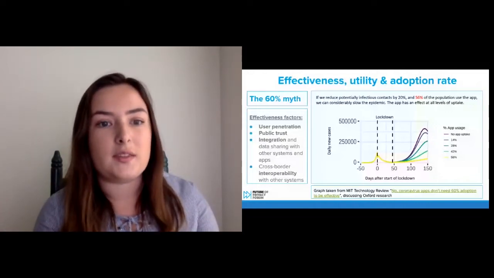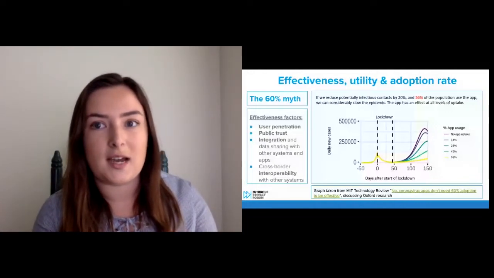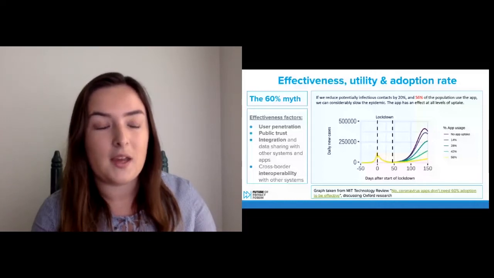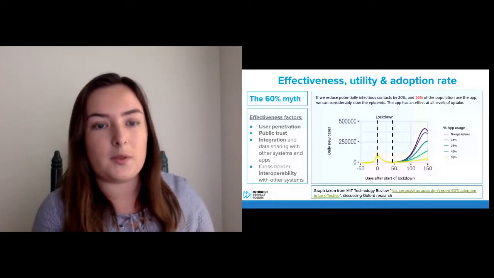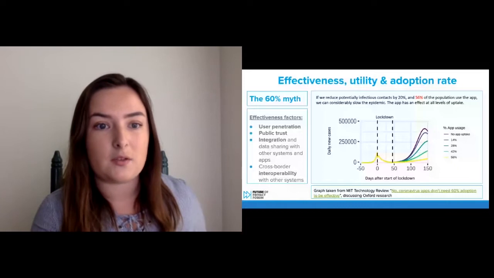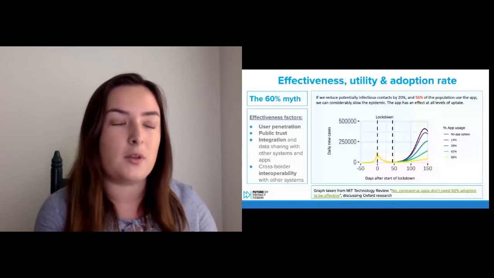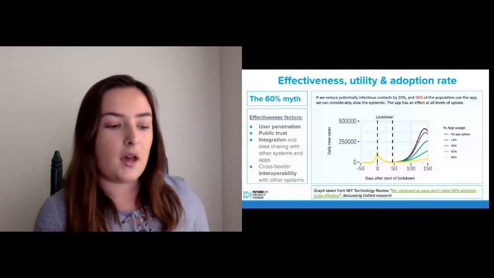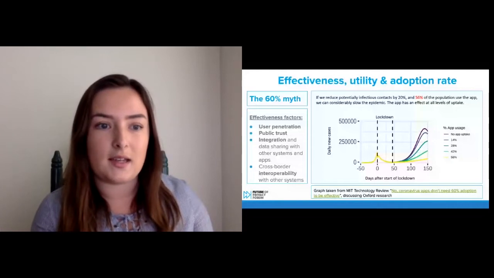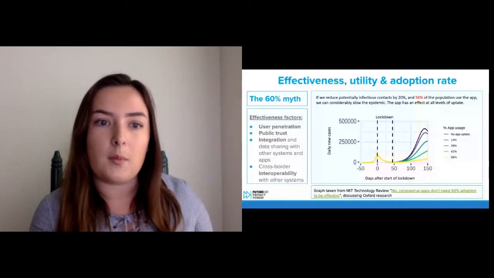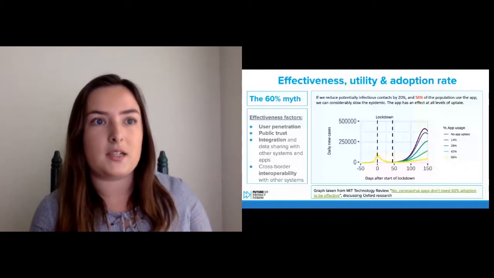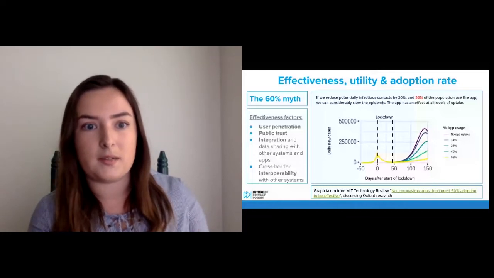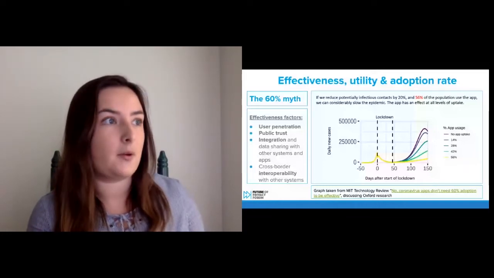A lot of us have heard that 60% of the population needs to download one of these apps in order for it to be effective. Now, this originally came from an Oxford study, but the figure has actually been a little bit misrepresented and misquoted in the media. And it's actually had a big effect on policy decisions in the US. So it's really important to clear this myth up. Although the study said that 60% would be optimal for effectiveness, adoption at much lower levels can actually start to have positive effects on public health outcomes.